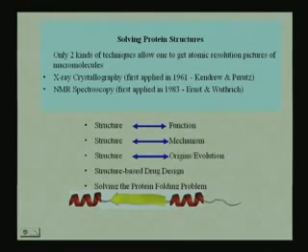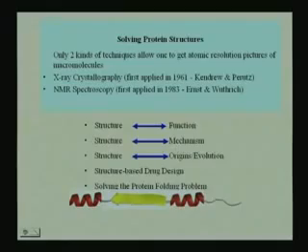Now, there are two techniques available. One is X-ray crystallography and the other is NMR spectroscopy. X-ray crystallography is by far the method still most used to date to solve a protein structure, but NMR spectroscopy is very fast catching up.